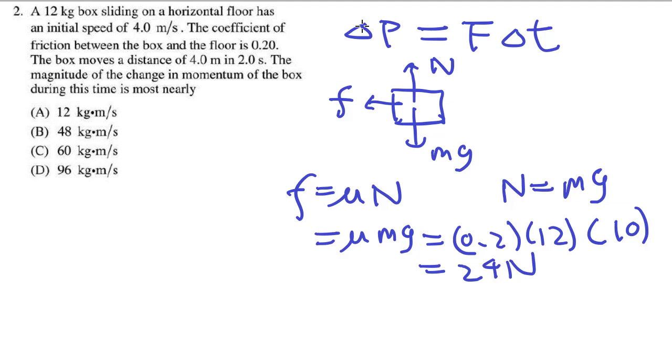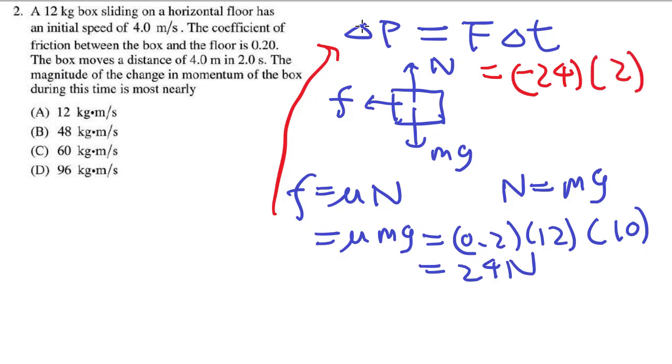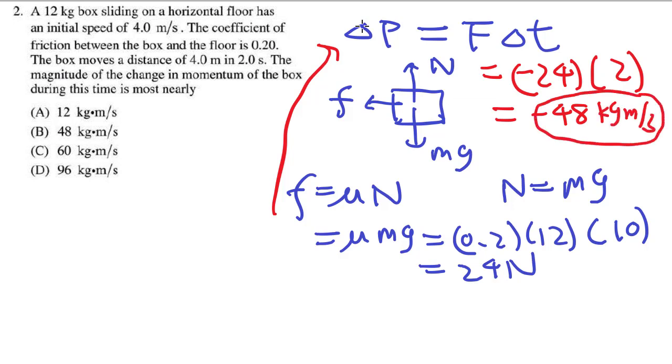Now let's plug into the change of momentum by the impulse, the one at the top. So you see, force we already know is 24 newtons, but it's against the motion. It's actually negative 24 because it causes the momentum to decrease, and the time is 2 seconds. So negative 24 times 2 is negative 48 kilogram meters per second. So momentum decreased by this amount. Since they're asking about the magnitude, we don't need the negative sign. So the answer should be B.